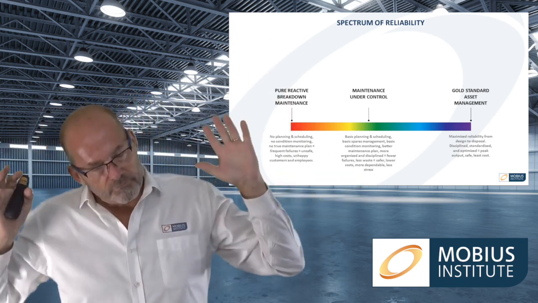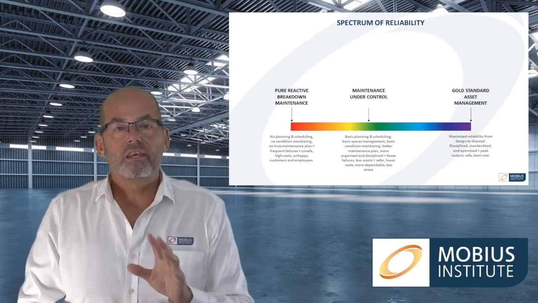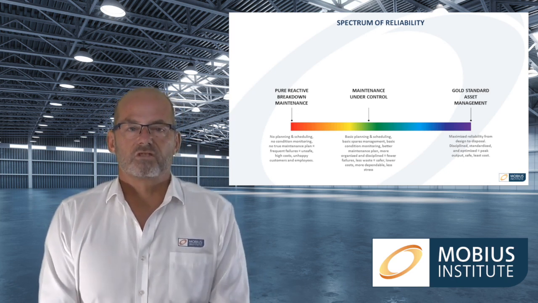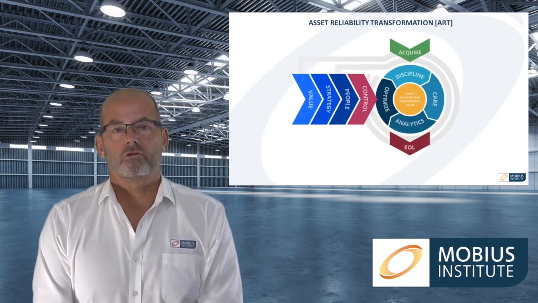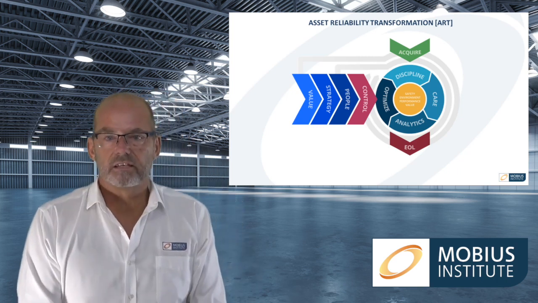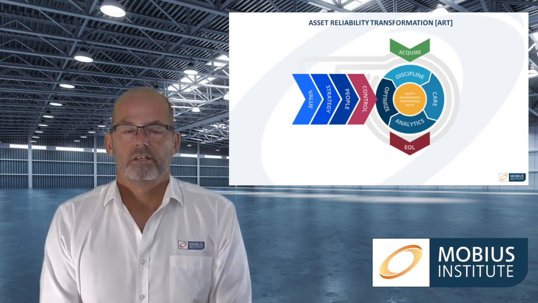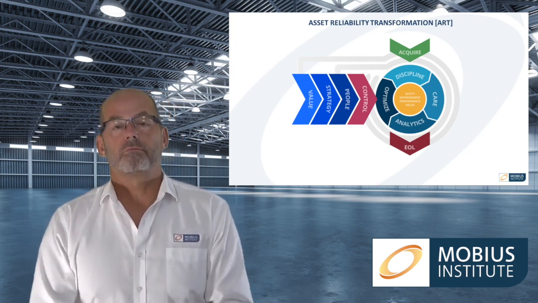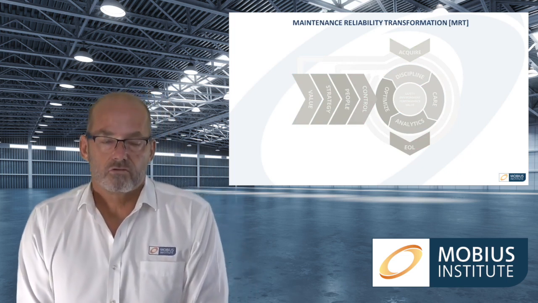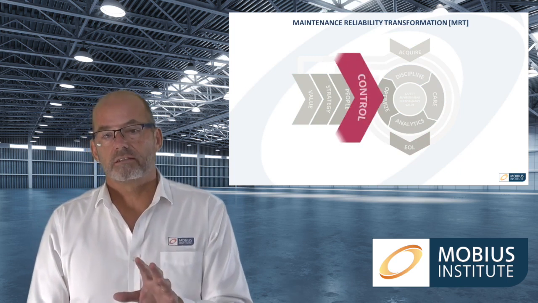So we're just saying, okay, that's fine, that's gold standard. Let's just do what we can to get things under control, and that's what this little point in the spectrum is all about. So yes, the ART process breaks it down into the 10 phases and the 65 steps and the 365 recommended practices. The maintenance reliability transformation process is actually just the control phase.